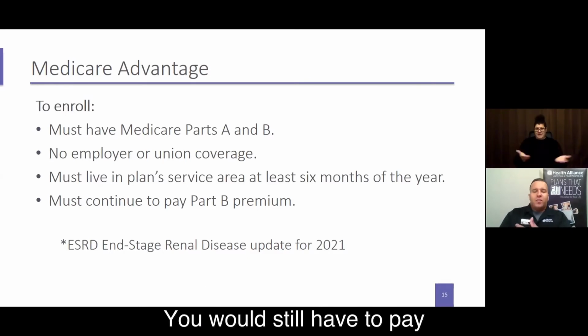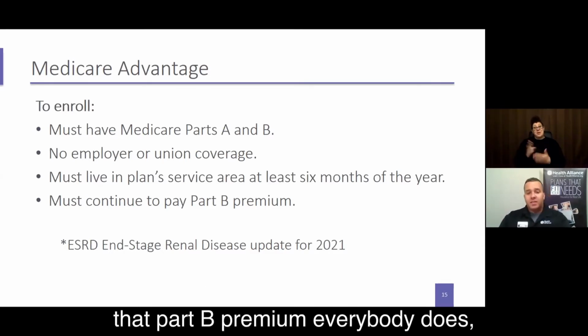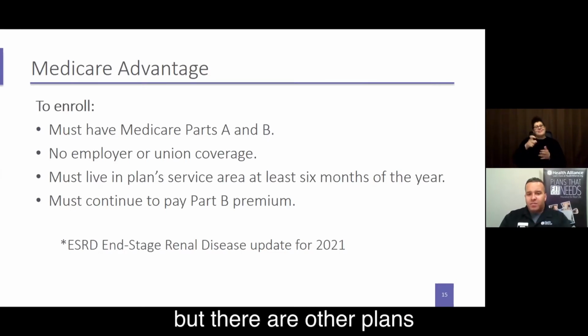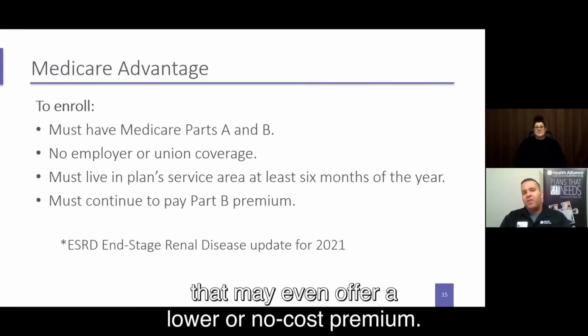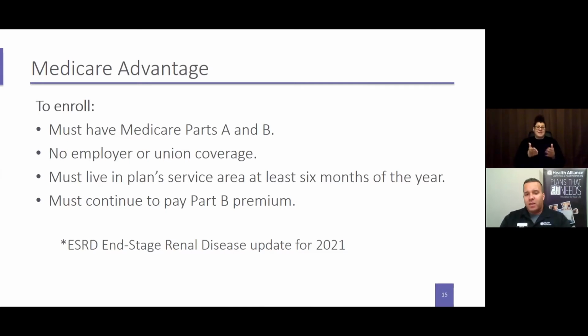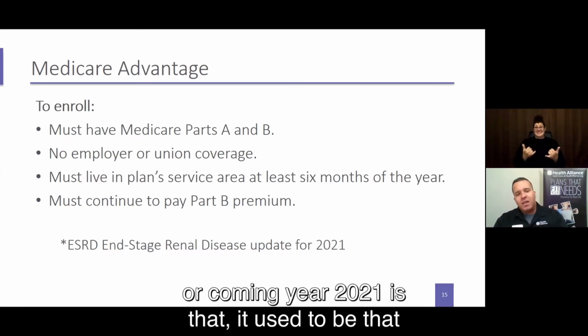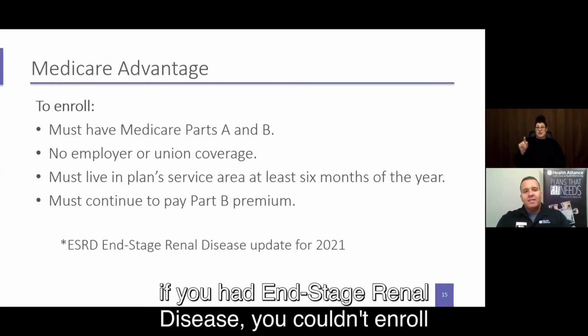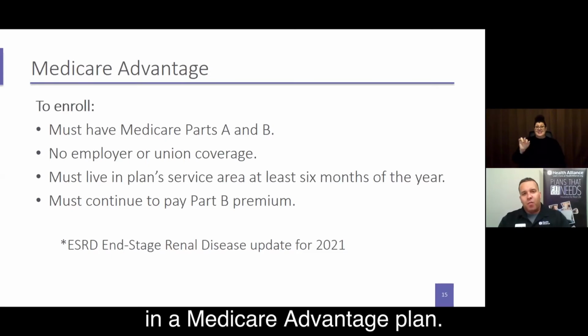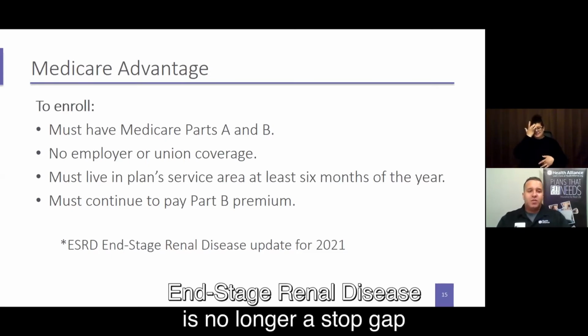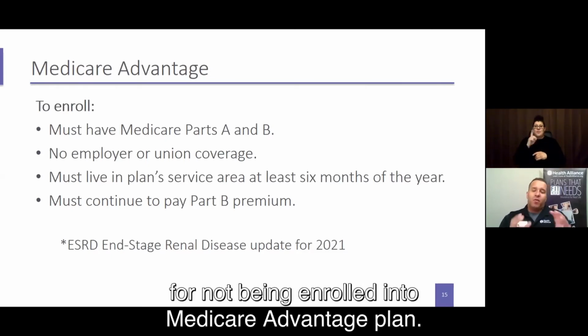You would still have to pay that Part B premium, everybody does, but there are other plans that may even offer a low or no cost premium. The great thing about this year or coming year, 2021, is that it used to be that if you had end-stage renal disease, you couldn't enroll in a Medicare Advantage plan. Well, that no longer is the case. End-stage renal disease is no longer a stopgap for not being able to enroll into Medicare Advantage plans. Things change all the time.